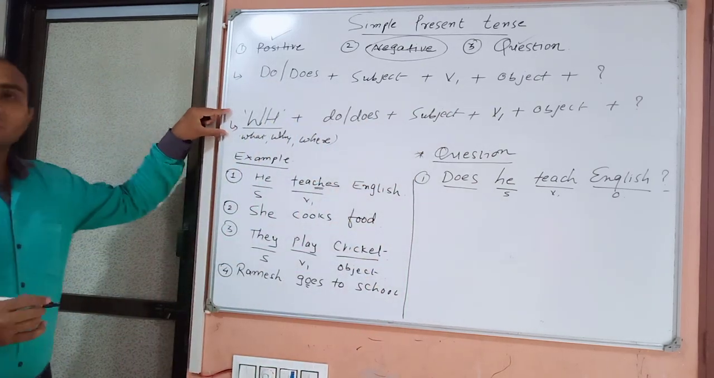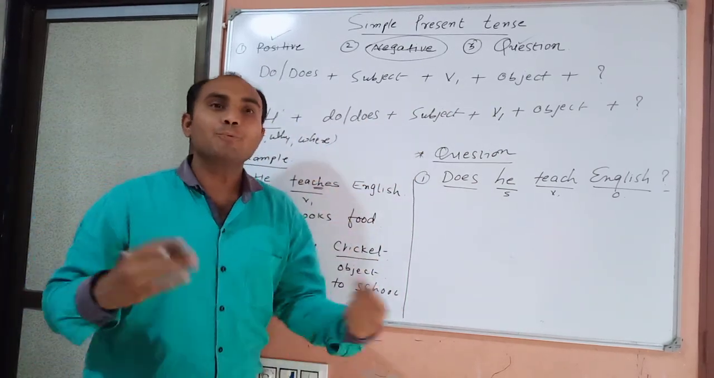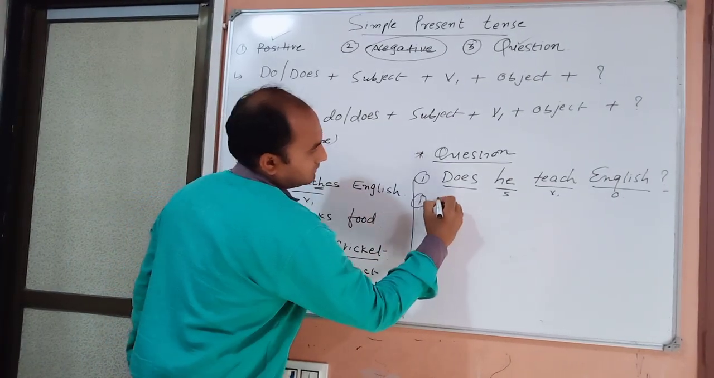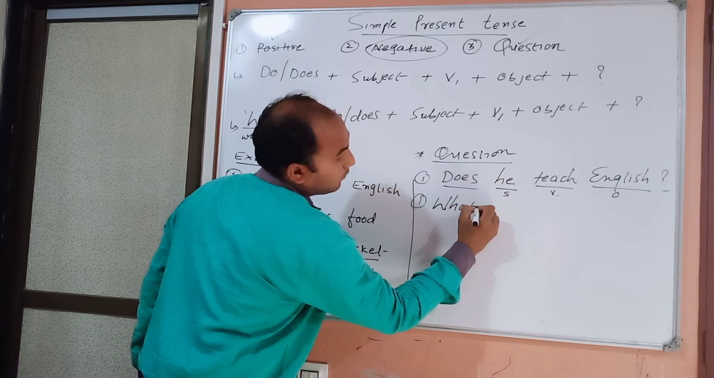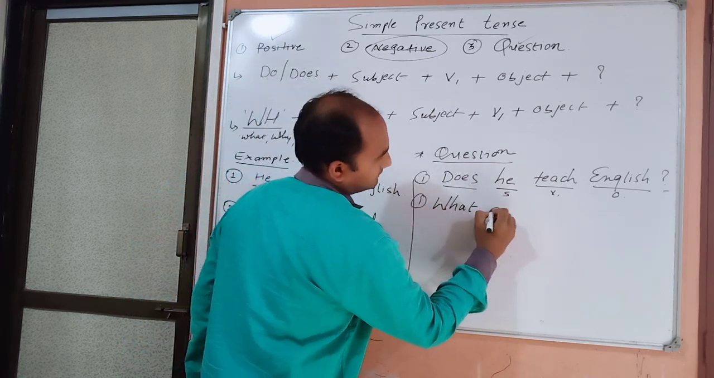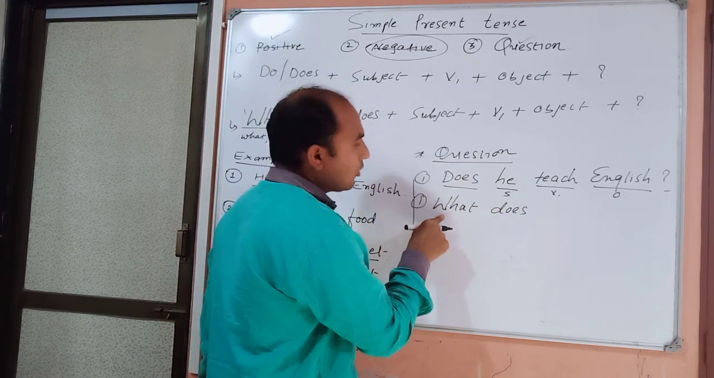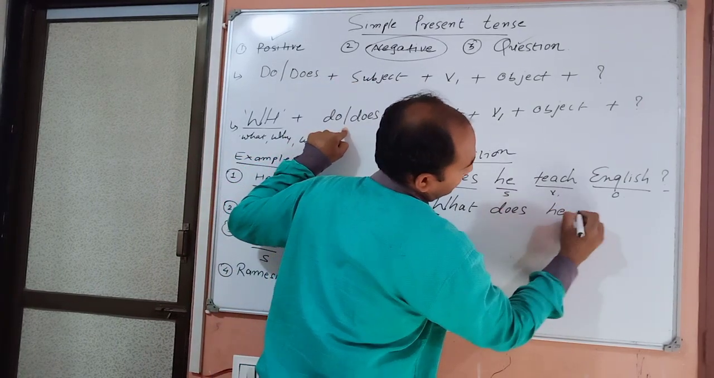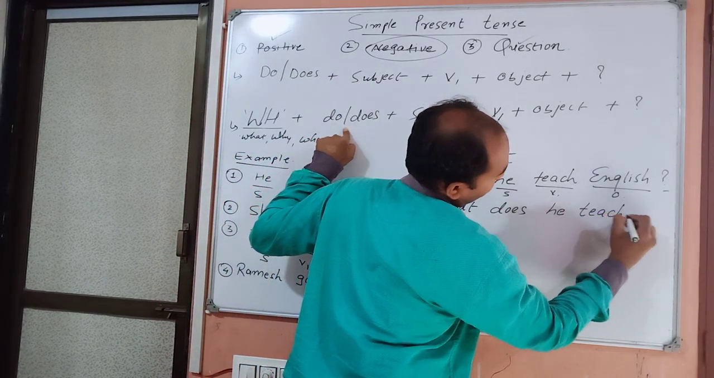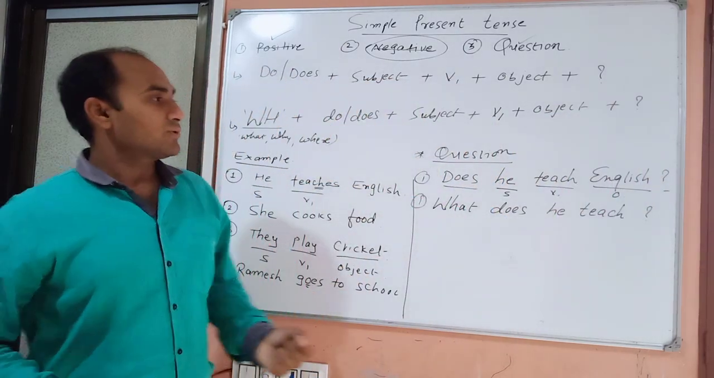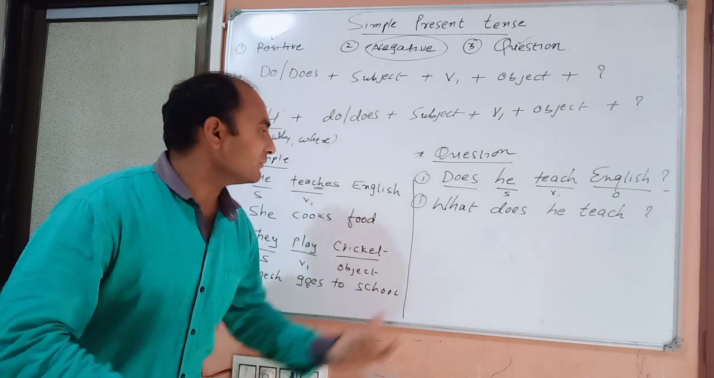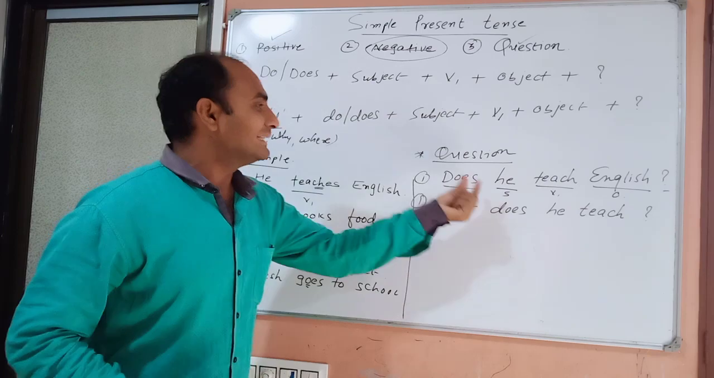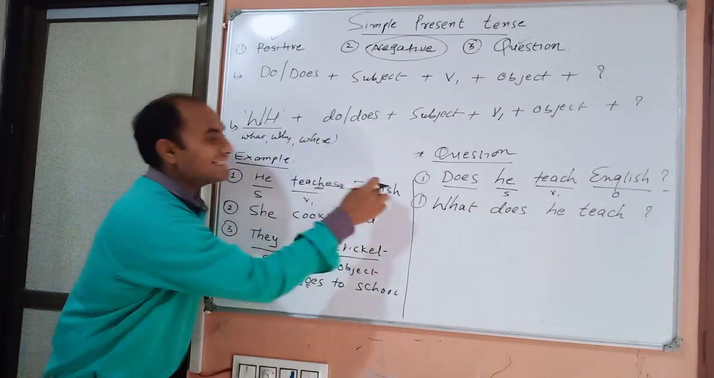Now, with the help of WH, if you want to form the question, then we can ask: what, then same structure, what does he teach, then question mark. So we will not write English because we are asking with WH. That's why: What does he teach? Then the answer we will get: He teaches English.